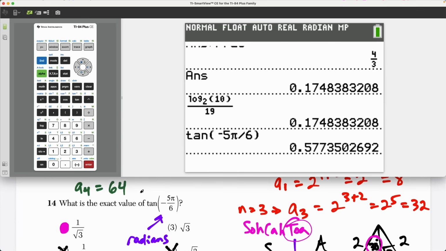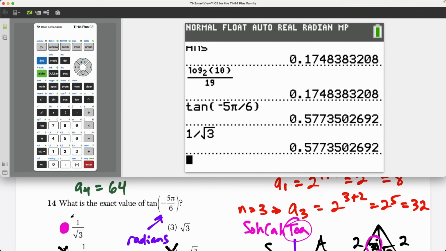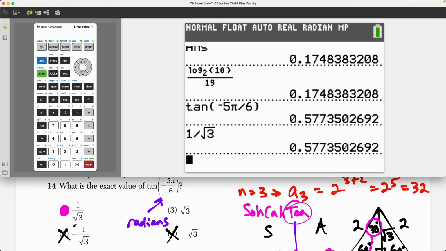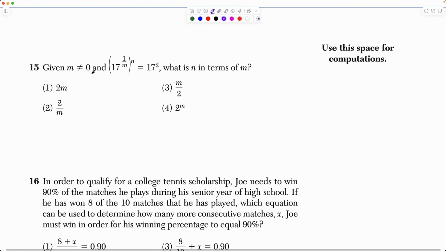And then I start typing in all the answer choices. 1 divided by square root 3 brings us right to the answer. So automatically 1 is it. It's not choice 2 because see how the decimal came out positive here. And then square root 3, the decimal will not match what we should be getting. So definitely choice 1.